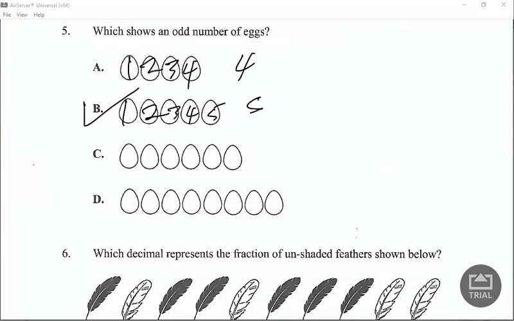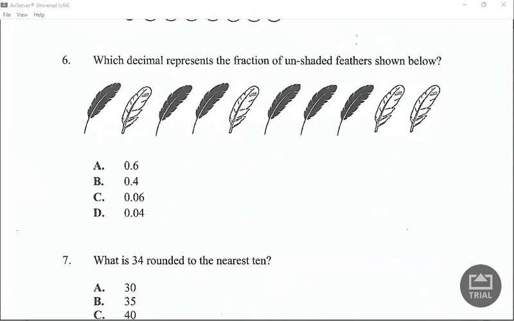Number 6, which decimal represents the fraction of the unshaded feather shown below? Unshaded. So let's count the unshaded, which is 1, 2, 3, 4. So it's 4 out of the total. Let's see how many in total. 1, 2, 3, 4, 5, 6, 7, 8, 9, 10. So it's 4 over 10, which is the same as 0.4.